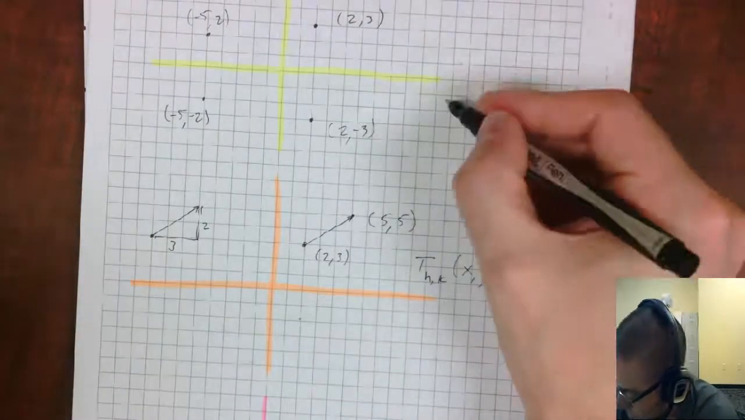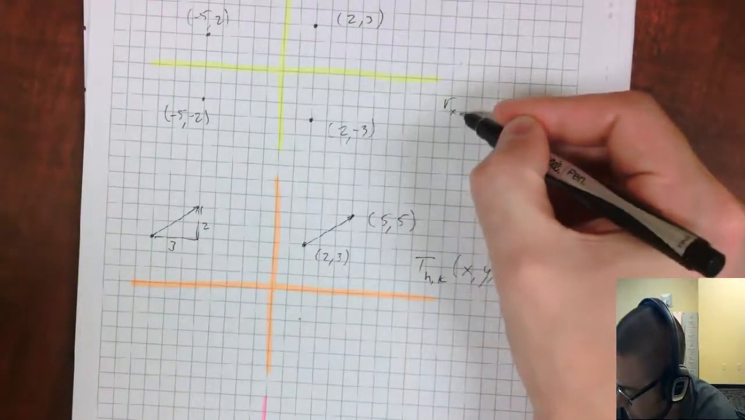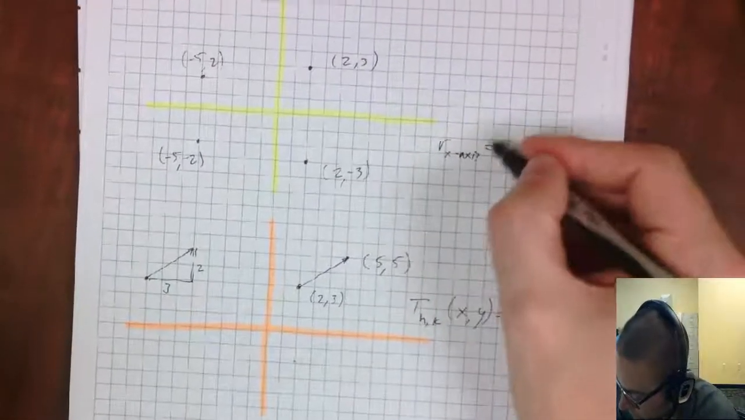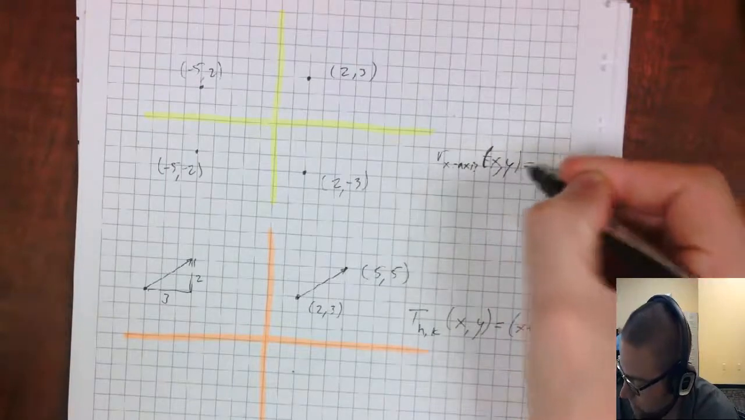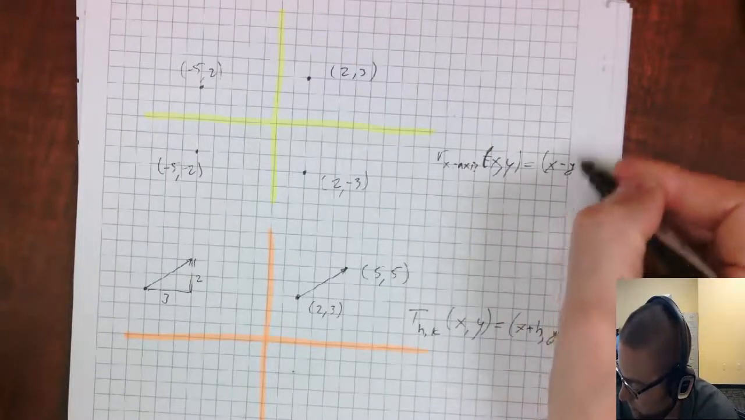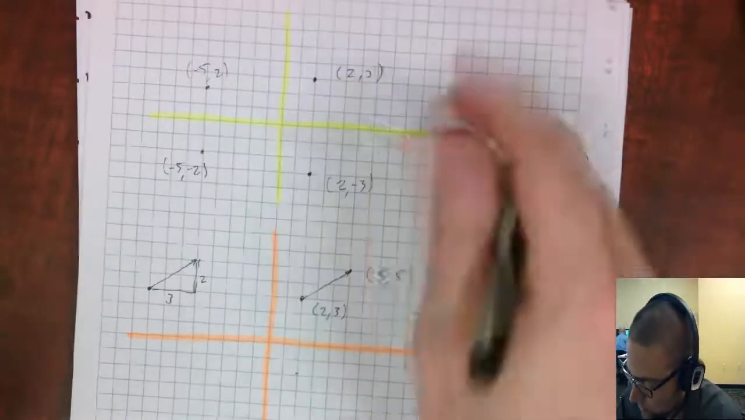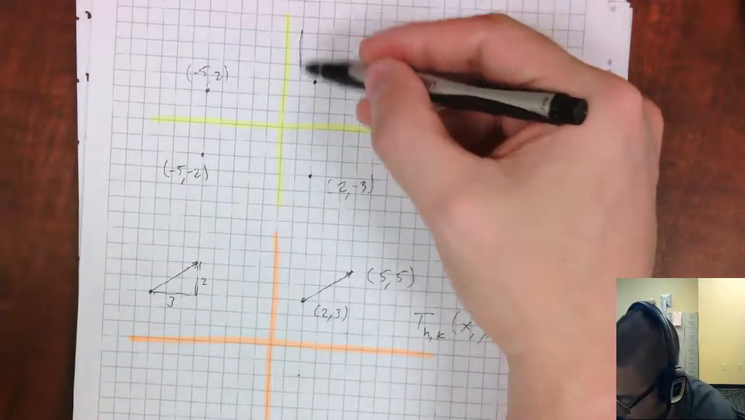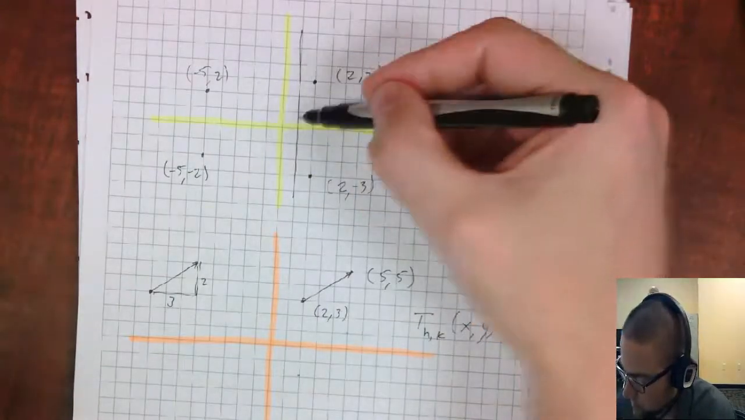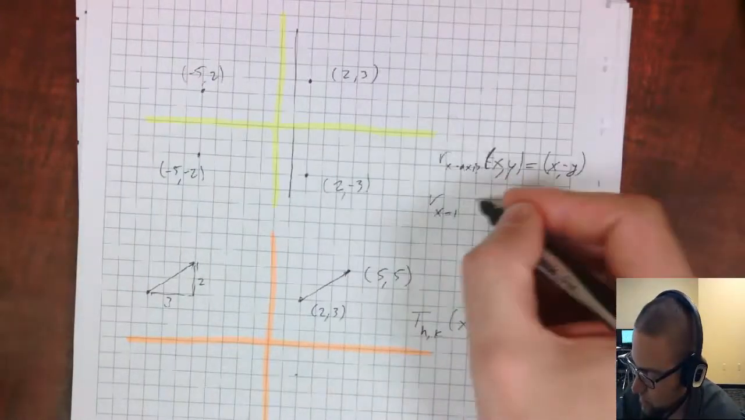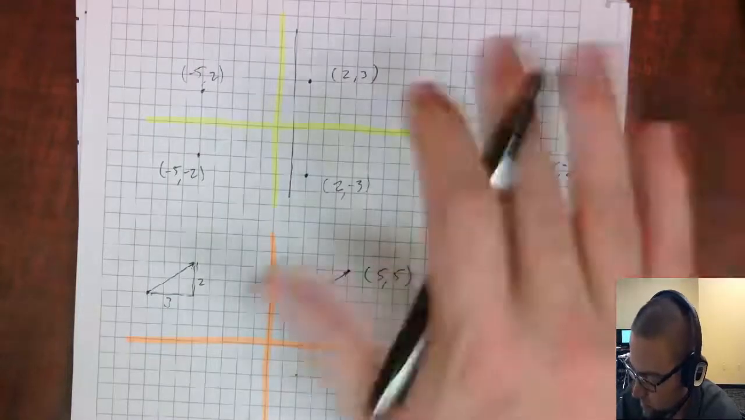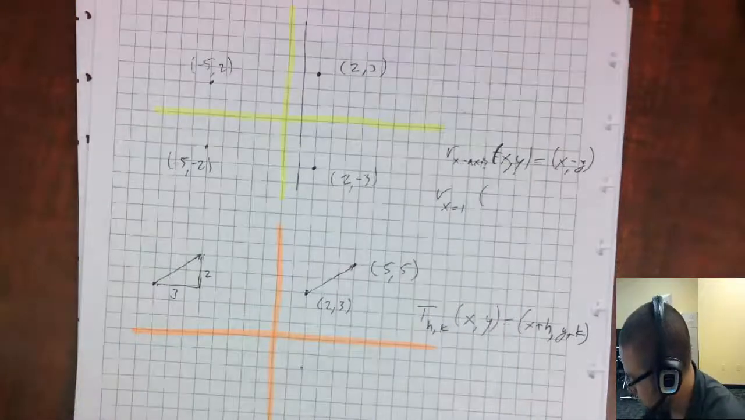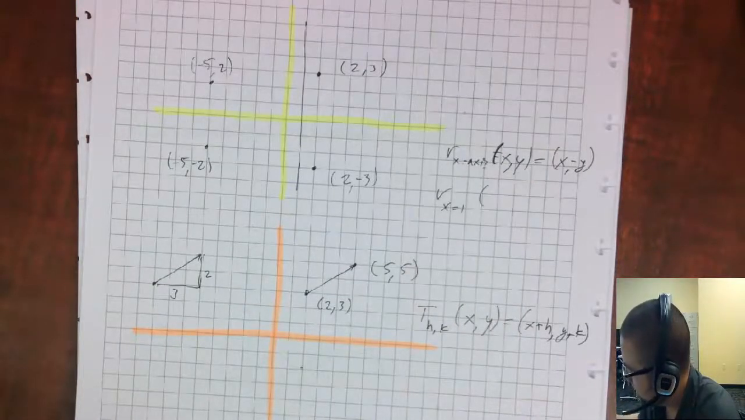Okay, so this one was R sub x-axis, and this could be of some point x, y is x, negative y. So I could do other reflections across other lines, like if I reflected across x equals 1, right? And then I'd have some other relationship. So that I will leave to you to figure out.